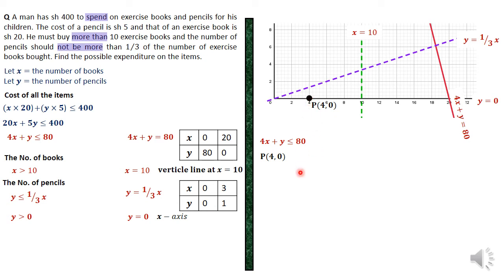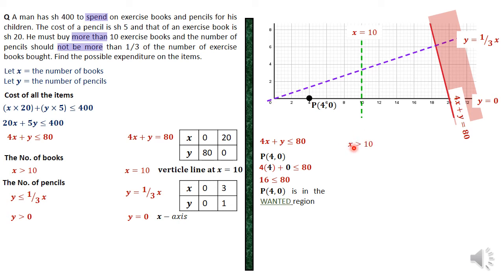As we test, please understand that the line we are testing is this red line here. If we put x to be 4 and y to be 0, you're going to have 16 is less than or equal to 80. It makes mathematical sense, and therefore the point you picked is in the wanted region. We don't want the other region. We want that one region, which is where we have P. We move on to another one.